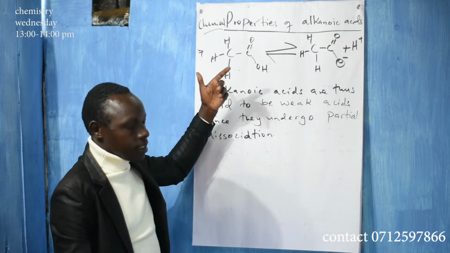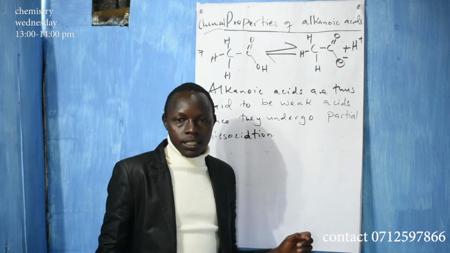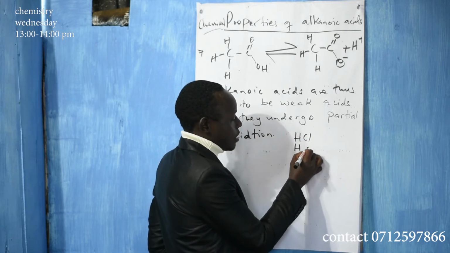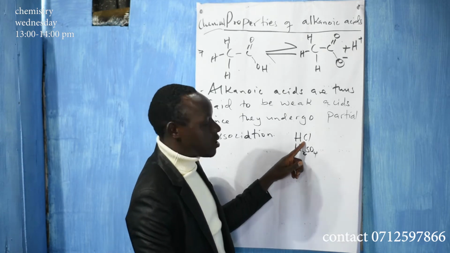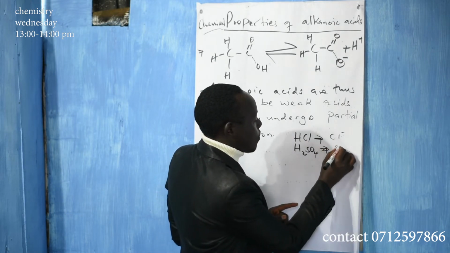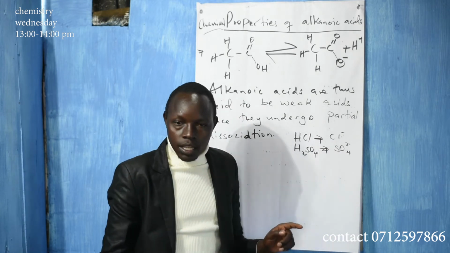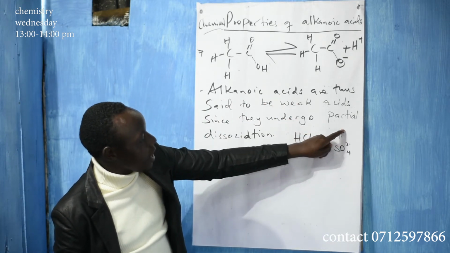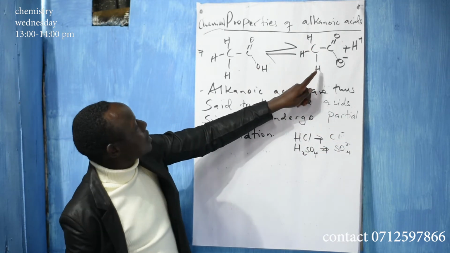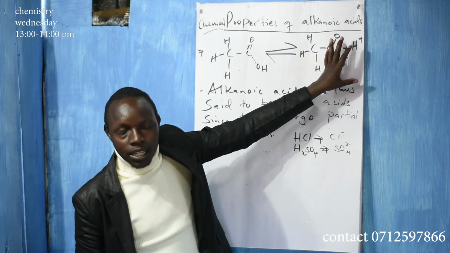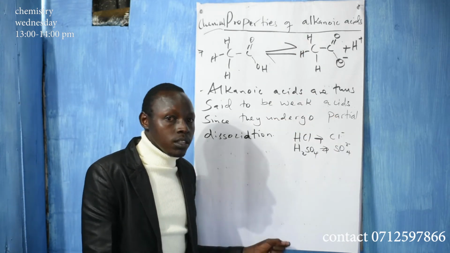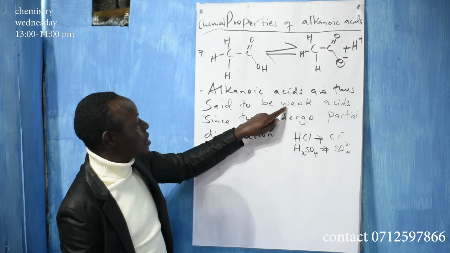If you look at the mineral acids that we know, we have HCl, hydrochloric acid, and sulfuric 6 acid, and the others. When this one undergoes dissociation, it produces chloride ions, and this one produces sulfate ions. You see, there is no other hydrogen here. These are only negatively charged ions without hydrogen. But in this other case, we still have other hydrogens, so it does not give up all the hydrogens it has. That's why we call it partial dissociation, and because they undergo partial dissociation, they are said to be weak acids.